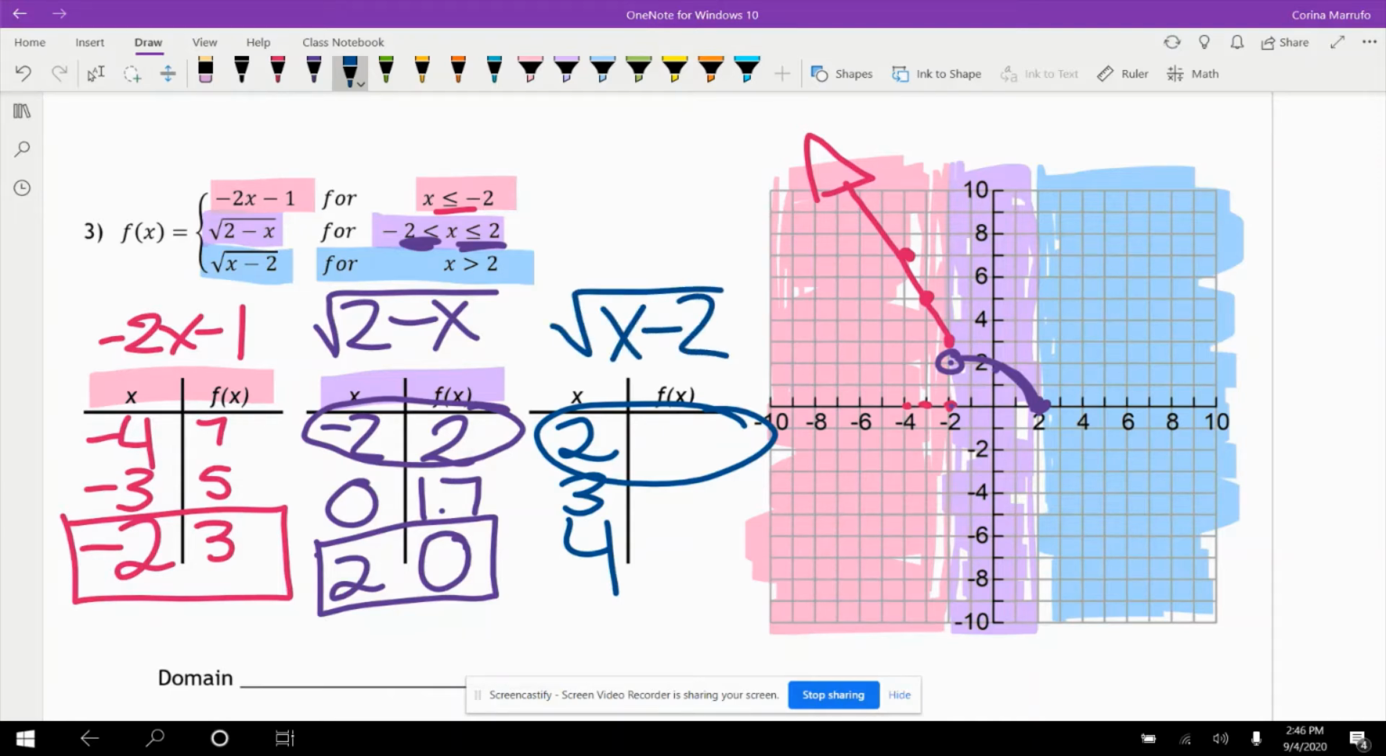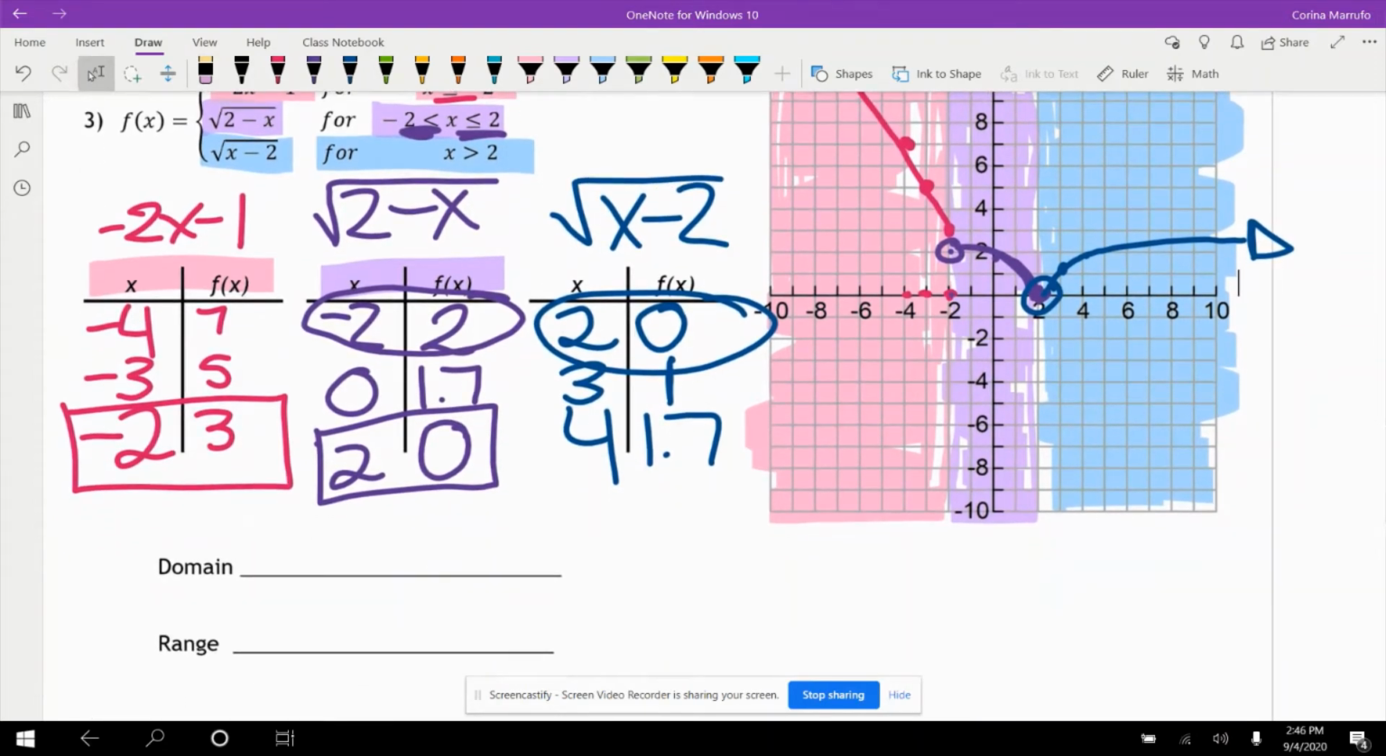And then the function is the square root of x minus 2. So I'm going to go ahead and plug it in. 2 minus 2 is 0, and the square root of 0 is 0. 3 minus 2 is 1, and the square root of 1 is 1. And last, 4 minus 2 is 2, and the square root of 2 is 1.7. So here at 2, 0, it's an open circle. 3, 1 is a closed circle, and then 4 and 1.7 would be something up here, and then it would continue on forever because it's all the numbers greater than. All right, so everything looks pretty good.